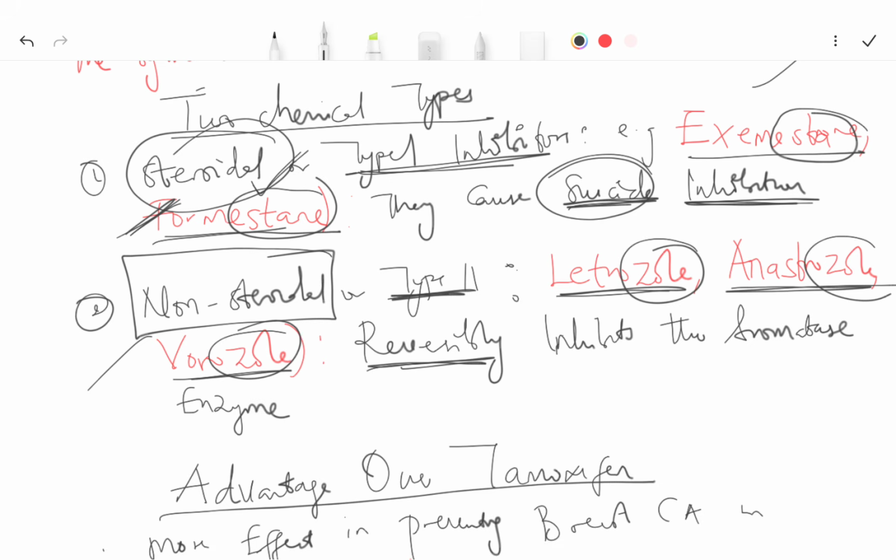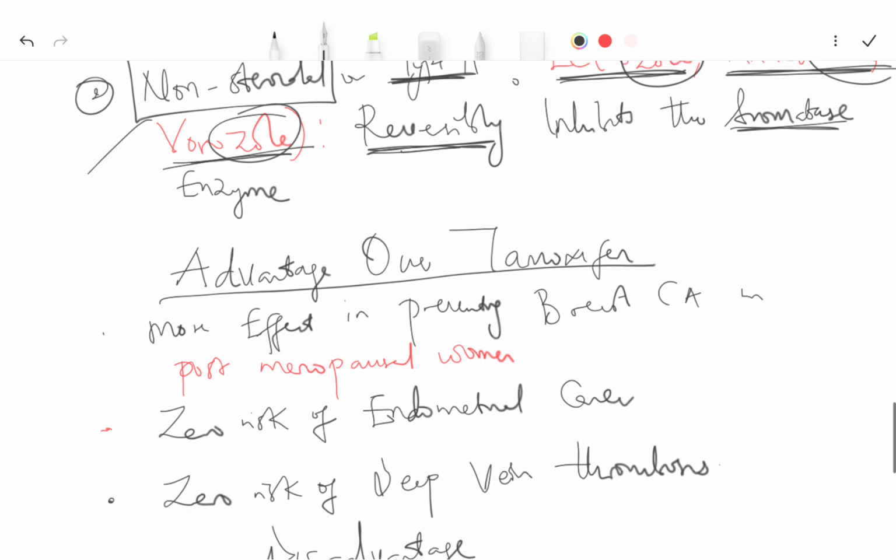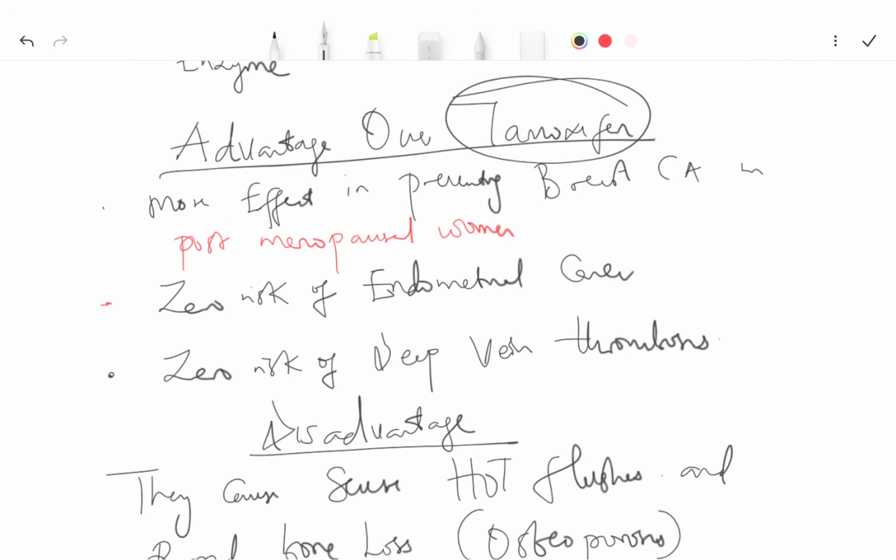And they are not the only drugs that end with zole. Other drugs still end with zole, for example your antifungal drug, ketoconazole, and the rest. So take note of that. Just learn them: letrozole, anastrozole, vorozole. They reversibly inhibit the aromatase enzyme. Now, what is the advantage of this drug over tamoxifen? What do you think is the advantage of this drug over tamoxifen?